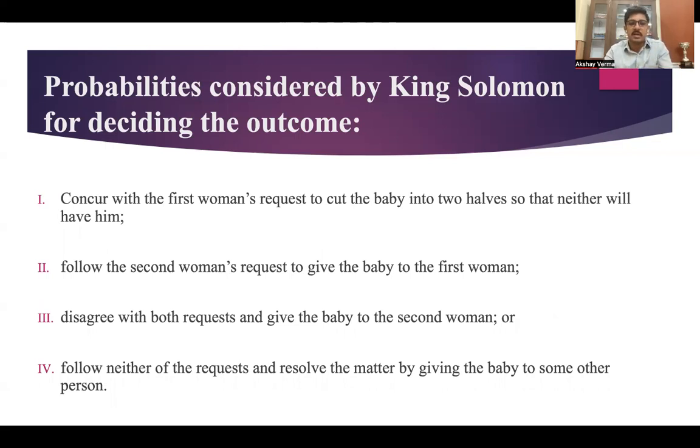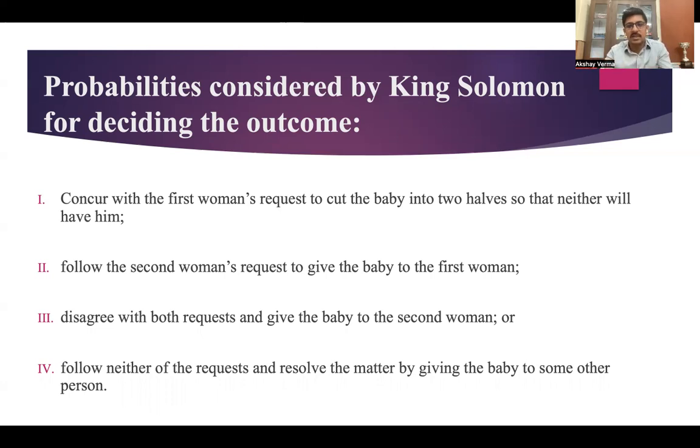उनमें से पहला ऑप्शन ये है कि जो पहली वुमन है उनकी बात मानी जाए और बच्चे को 2 टुकड़ों में बांट दिया जाए, या दूसरी लेडी की बात मानी जाए और जो बच्चा है उसको दूसरी लेडी को दे दिया जाए. थर्ड ऑप्शन ये है कि किसी की भी बात ना मानी जाए, ना लेडी 1 की ना लेडी 2 की, और जो बच्चा है वो लेडी 2 को दे दिया जाए, जो उनकी रियल मदर है. और फोर्थ है कि आप दोनों की बात नहीं मानते हैं, लेकिन जो बच्चा है वो किसी थर्ड पार्टी को दे देते हैं.